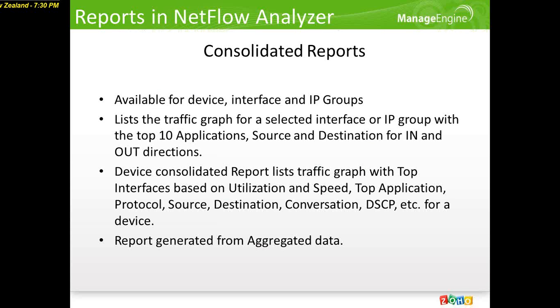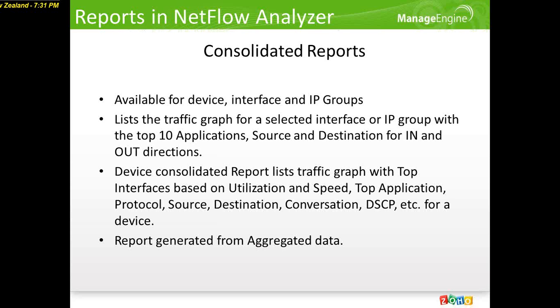Consolidated report, available for device, interface, and IP group. The device consolidated report will allow you to generate a report for a particular device. It lists top interfaces and top application source, destination, and conversation report. An interface report is a one-page report which lists the traffic graph with application source and destination, top 10 destination report. IP group is similar to the interface group report. It lists traffic graph with top application source destination.